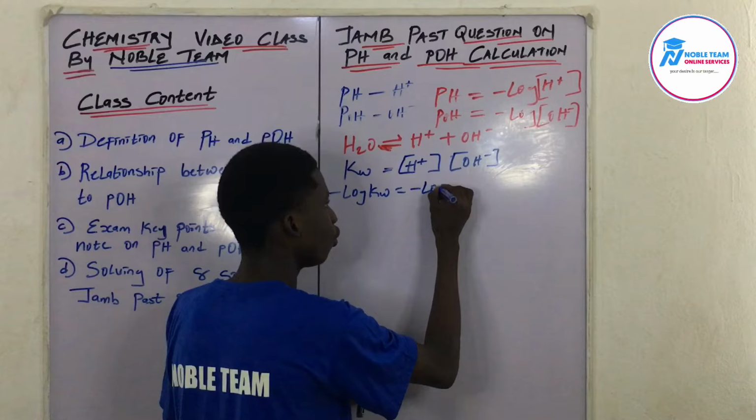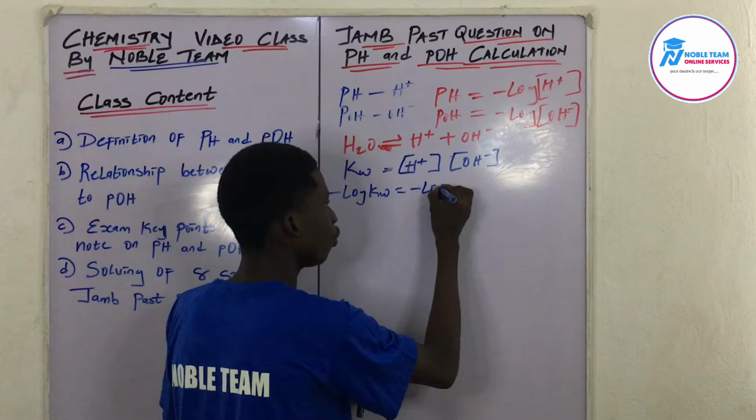Now, what is the next step I should take here? The next step is minus times minus will give me a positive 14, which is now equal to, now my H+, this hydrogen ion, is it pH or pOH? It is pH. Is now plus this OH-, is it pH or pOH? It is pOH. Now, we are done. So if I want to put it in an orderly form, therefore, pH plus pOH is now equal to 14.